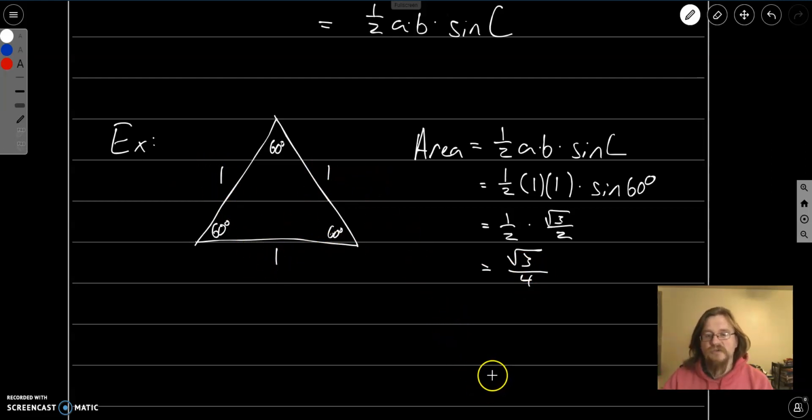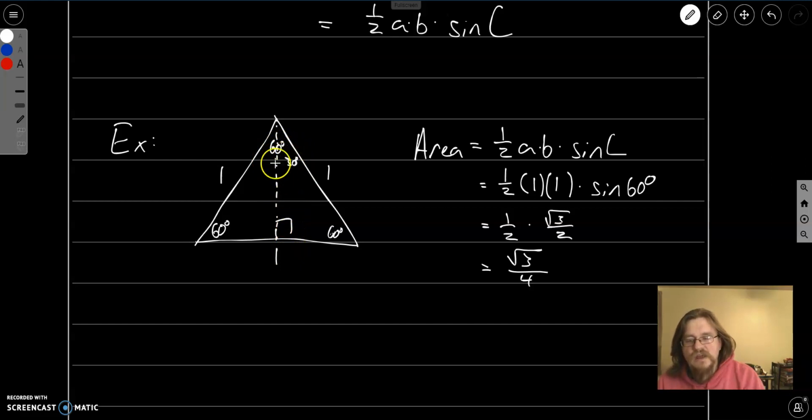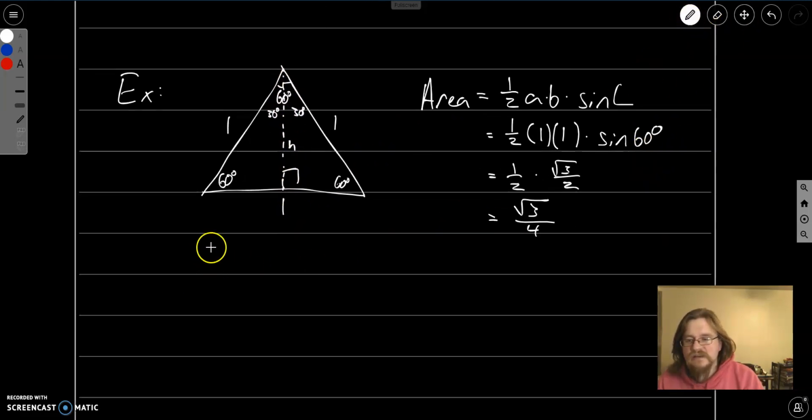We can actually go through and use the original formula for the area of the triangle as well. If I cut this angle directly in half, it'll go straight down, and now I have a 30-degree angle on that side and a 30-degree angle over there, since we cut that in half. So I can find the height of this side right there. Notice that I have a right-angled triangle here.